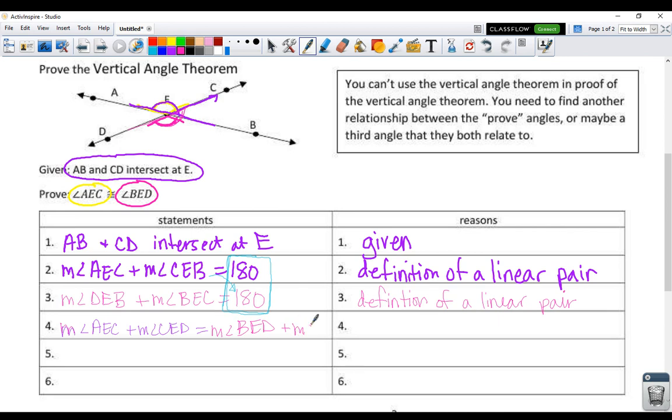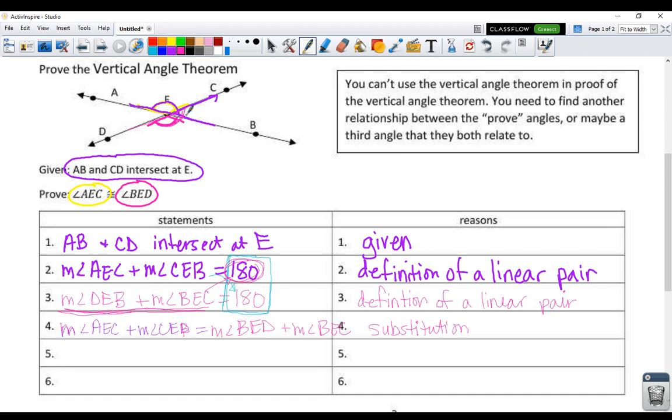BED plus BEC. So we are using substitution. We have replaced the 180, we replaced this purple 180 with all this pink stuff, because they both equal the same thing. They both equal 180, so we are replacing 180 with what it equals.